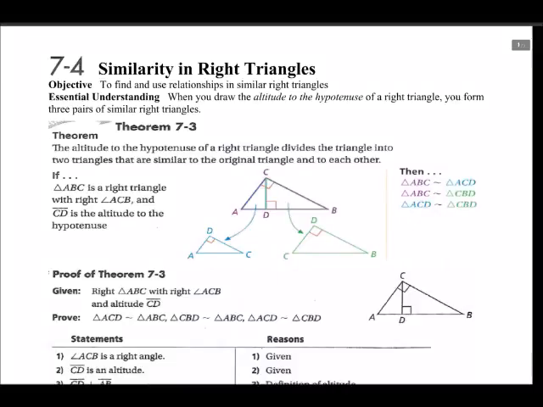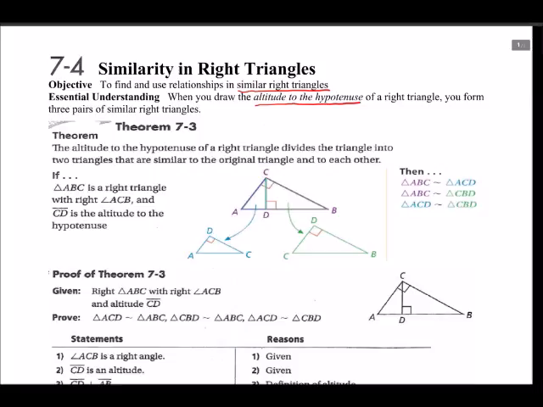7.4 Similarity in right triangles. The objective in this lesson is to find and use relationships in similar right triangles. So this is specifically for right triangles. And we are going to be discussing the altitude to the hypotenuse of a right triangle.